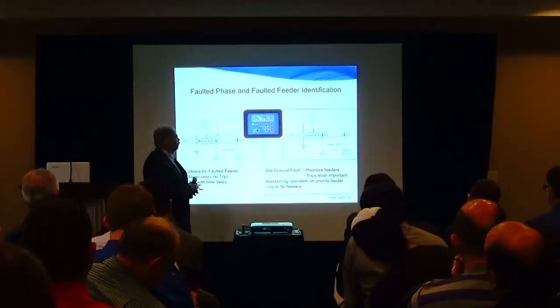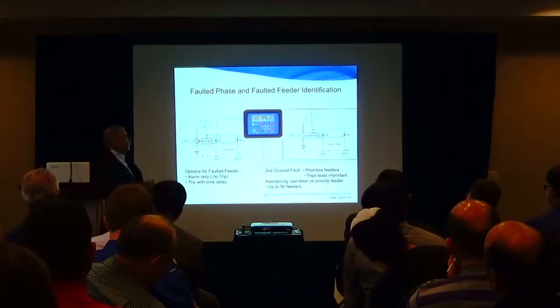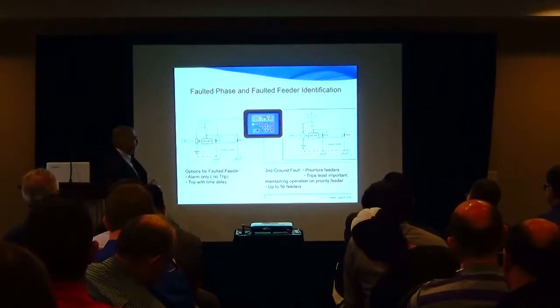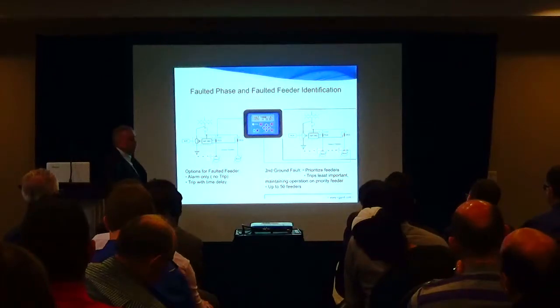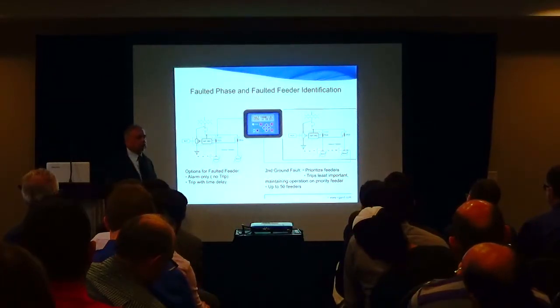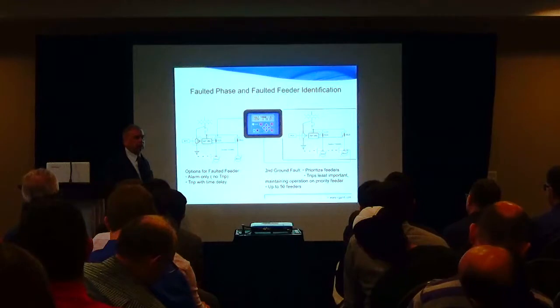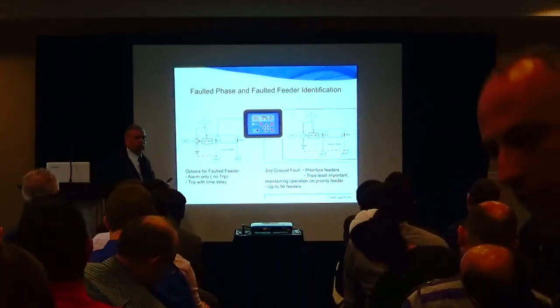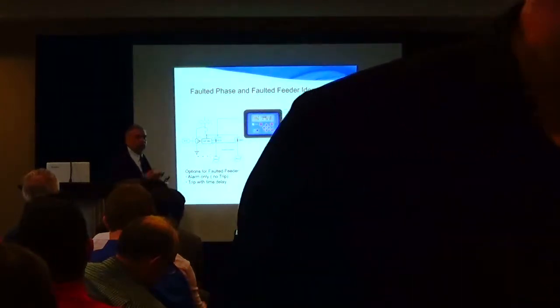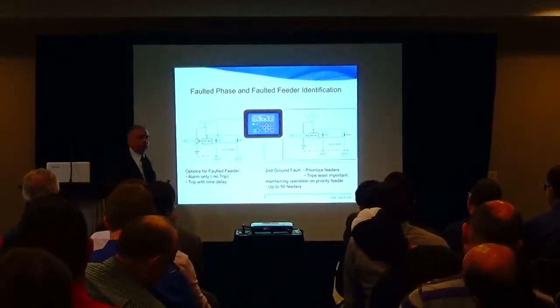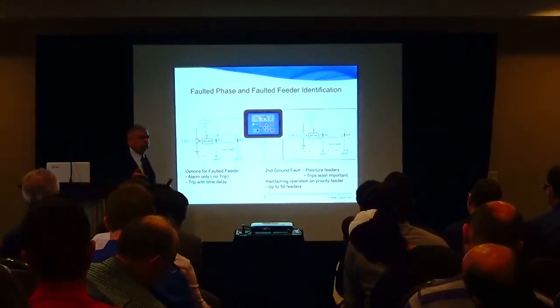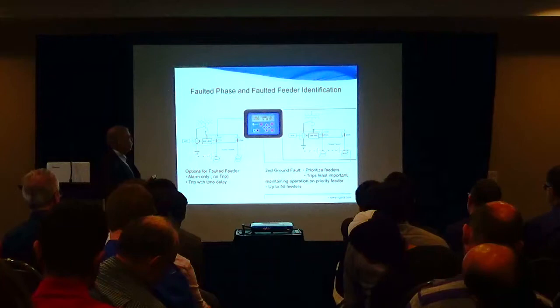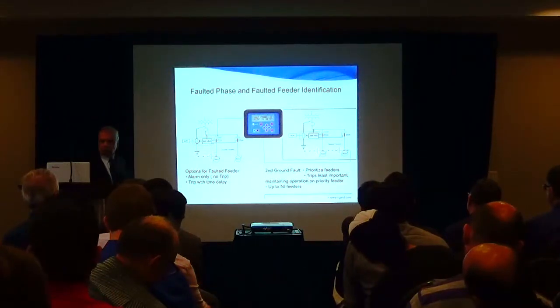The decision on which one to trip is made by assigning a priority to your feeders. The relay allows you 16 levels of priority, and it's up to you to figure out which is high priority and low priority and program the relay so that when two faults are involved, the lower priority will always trip first and not trip the higher priority. So this is how the relays work.